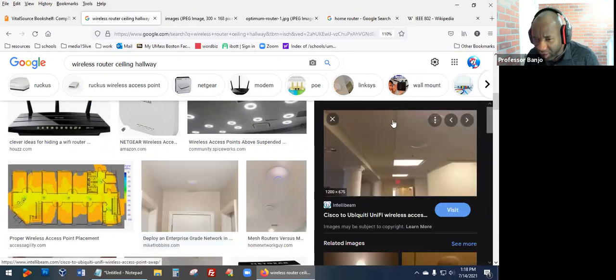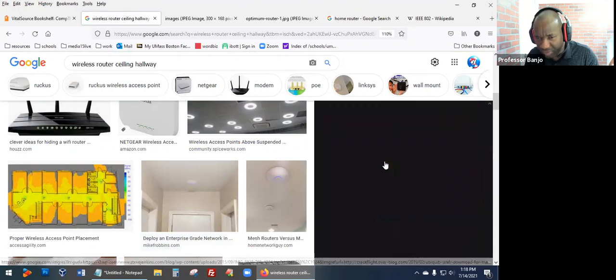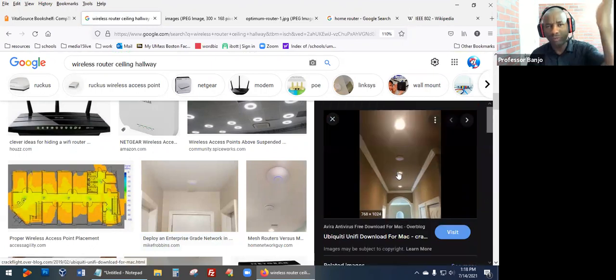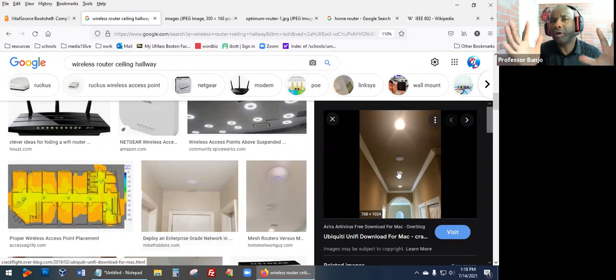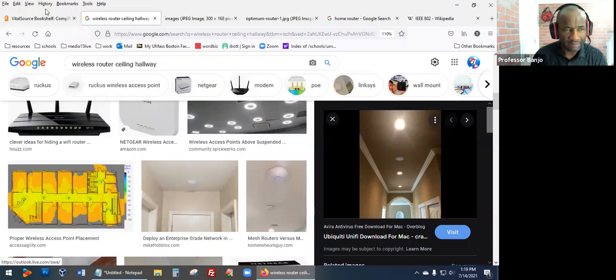Depending on the building you are in, you might see somewhere up here a few of them, scattered around the building just to give enough coverage. One wireless router only goes so far. So you have to have a lot of them in a very large building so it can serve everybody. One access point cannot cover everybody, all right?